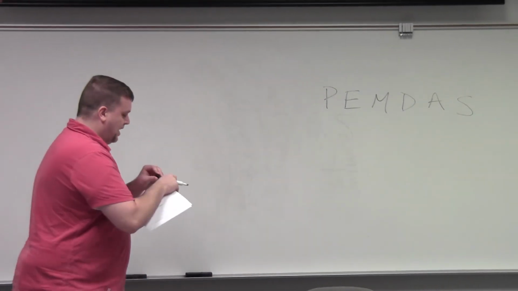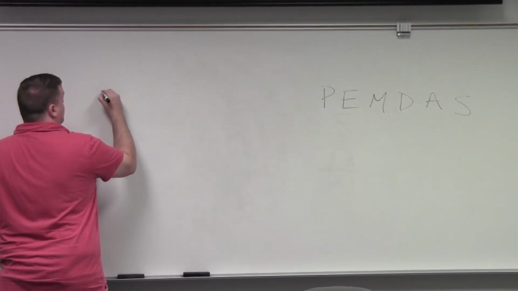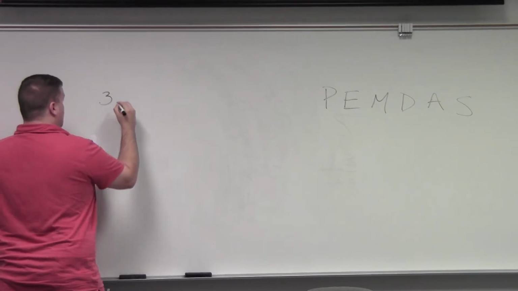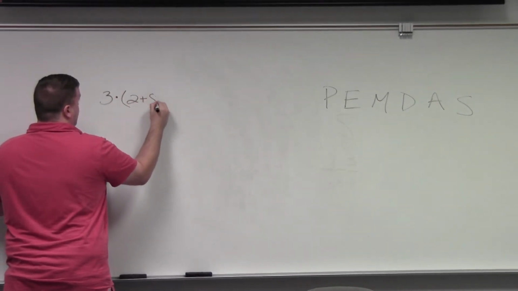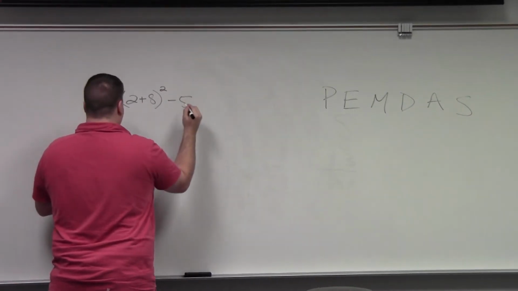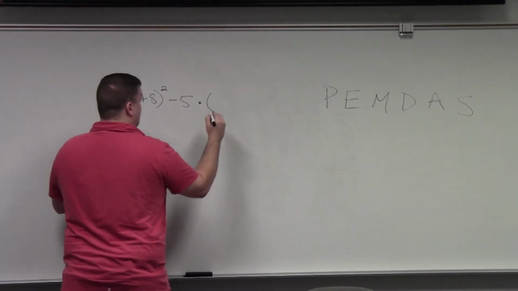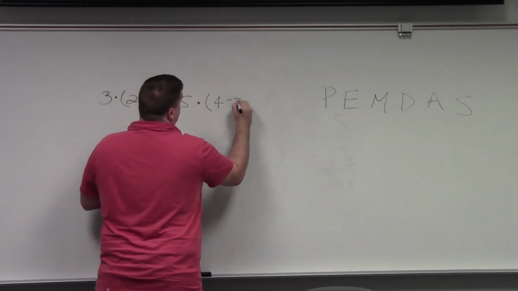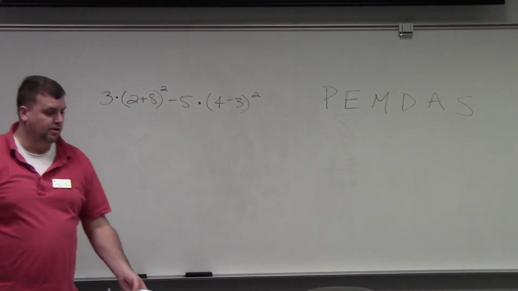Like we're sticking with the black. So we have 3 times (2 plus 8) squared minus 5 times (4 minus 3) squared. A lot going on there.